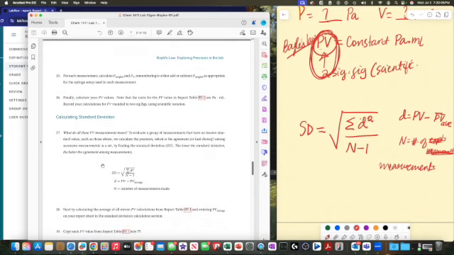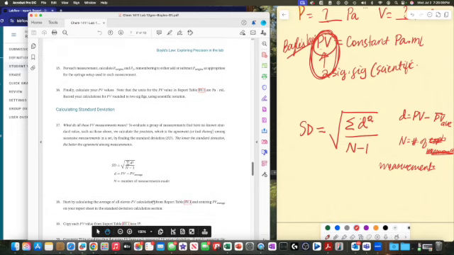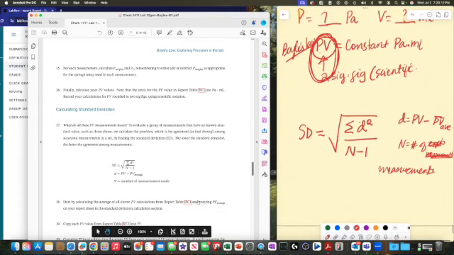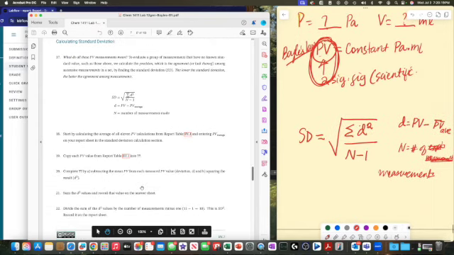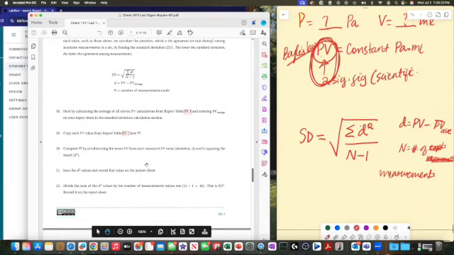Okay, so it says start by calculating the average of all 11 PV calculations from report table BY1 and entering PV average in the report sheet in the standard deviation calculation section. Then it says complete by subtracting the mean PV from the measured PV and then squaring the result. And then sum the D squared values and record this answer on the sheet. Okay, so I'm going to be doing all this, right? And then it gives you an example of how to find it. Divide the sum of the D squared values by the number of measurements made. In our lab, you will see we have 11 measurements.